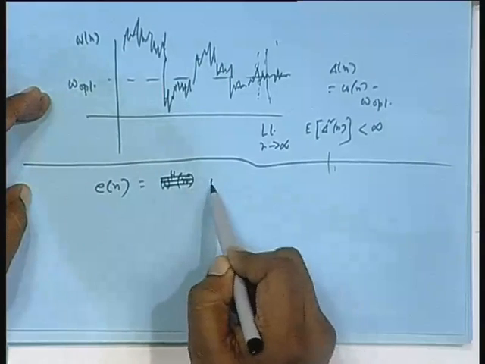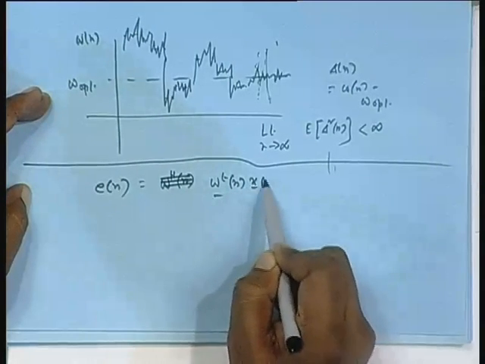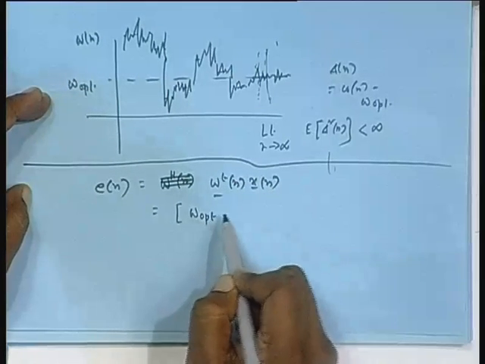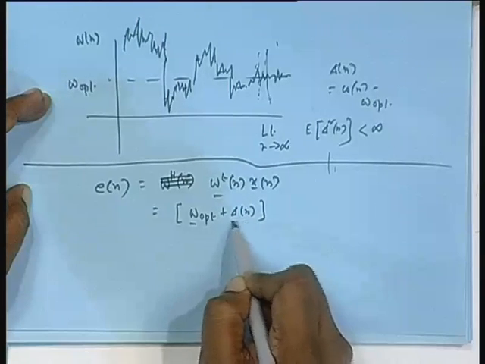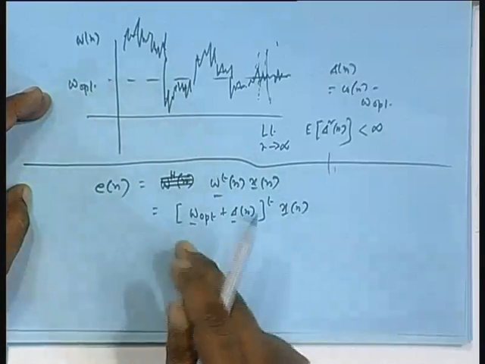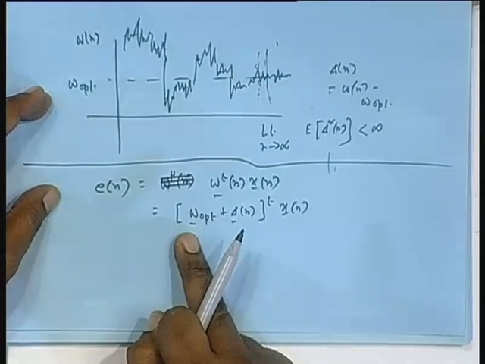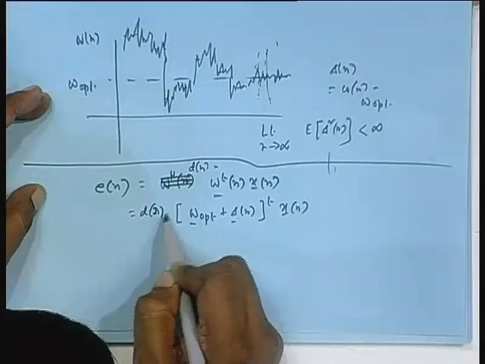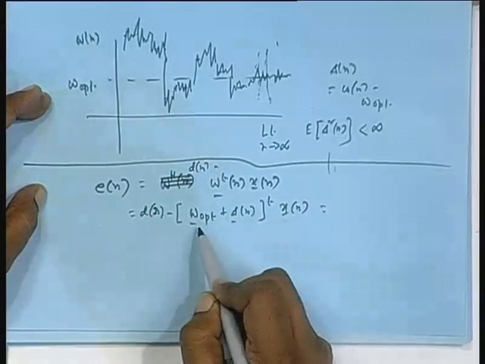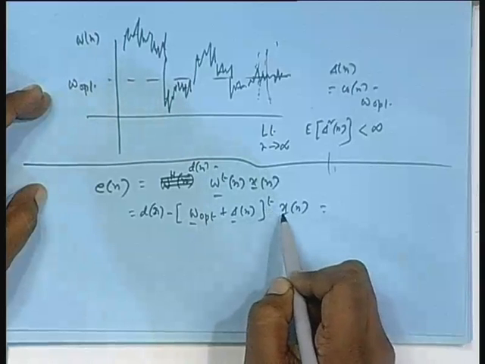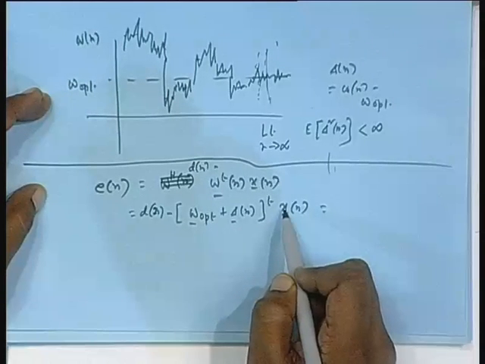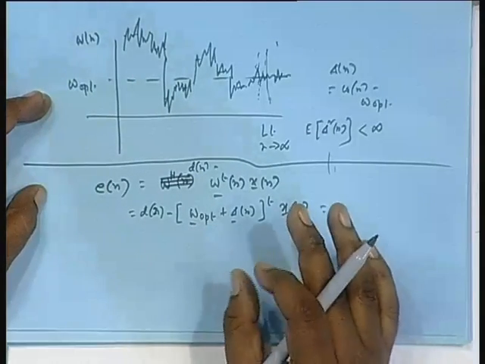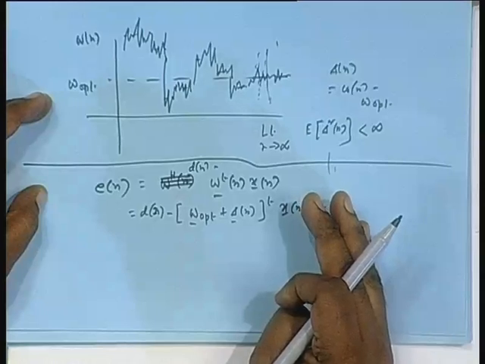So, e(n) is d(n) minus w transpose(n) x(n), but w(n) is w_opt plus delta(n). So you have two terms: one corresponding to the optimal weight, d(n) minus w_opt transpose x(n). What does it imply? When you put in the optimal filter, the error is d(n) minus w_opt transpose x(n) vector. That error is the one which will have the minimum mean square error. That is why it is w_opt.